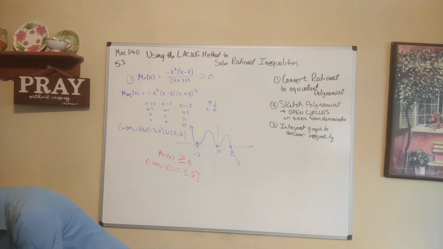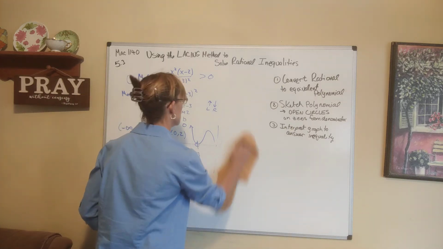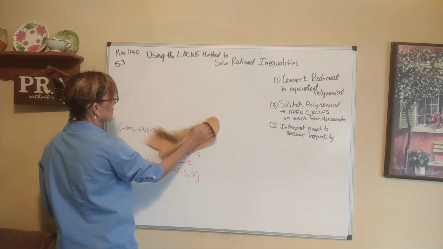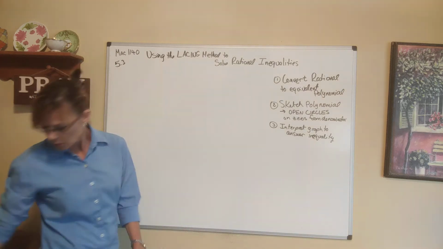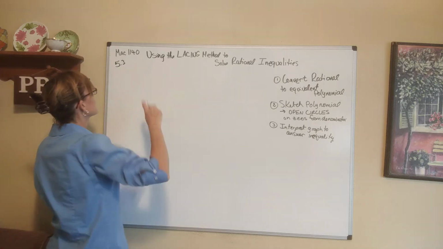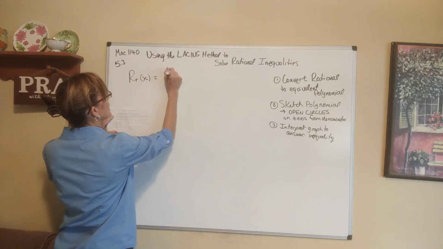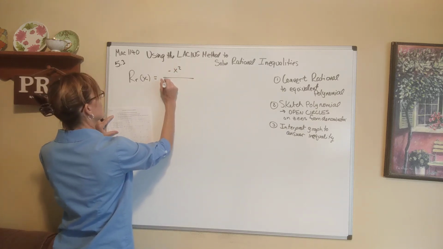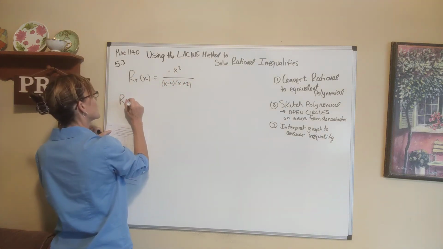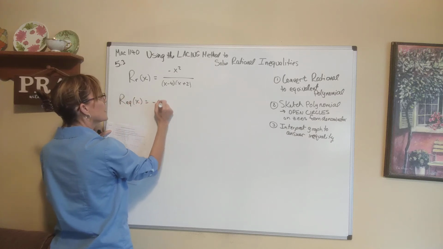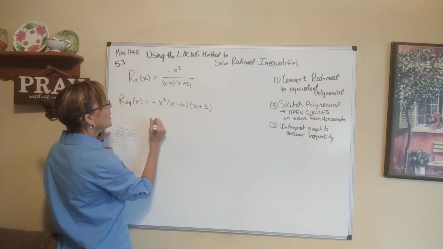Okay, last one. This is R of x. Our R of x goes like this. R of x is equal to negative x squared over x minus 4 times x plus 2. Our equivalent would be negative x squared times x minus 4 times x plus 2.